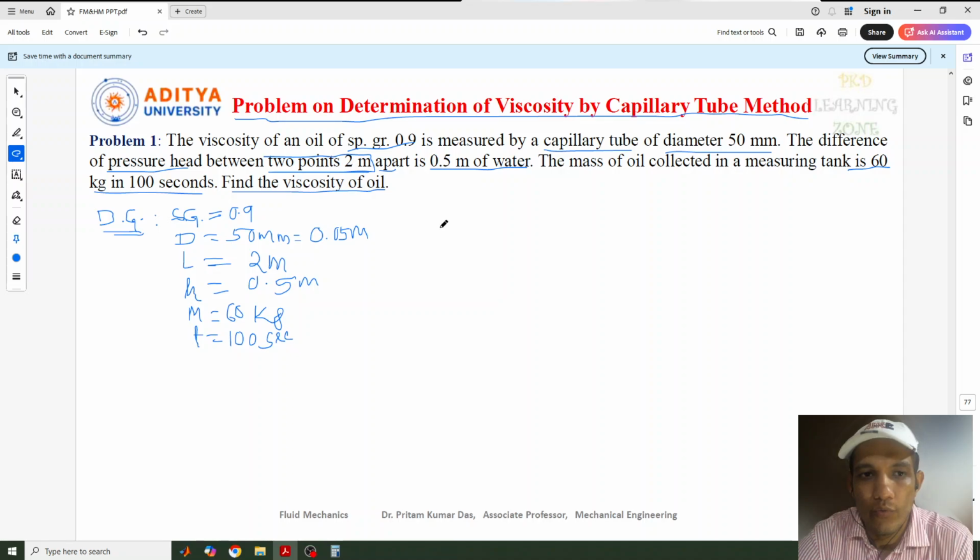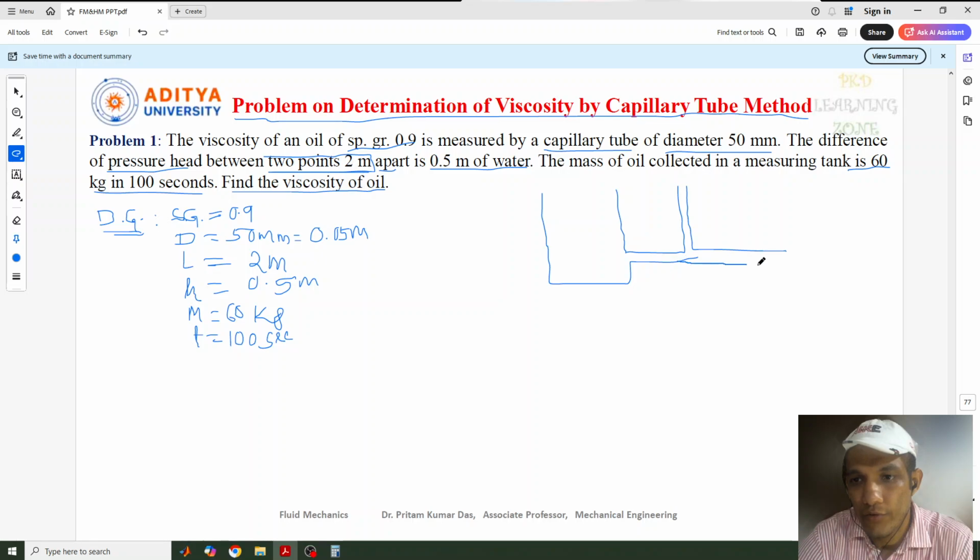Before solving it, let me show you the concept. There will be a tank, and in this tank the oil or fluid is present. From this tank the oil flows into a tube, where we have a capillary tube. Here there is a pressure head, and the height of the fluid in the tube gives us the pressure at this point. This height is 0.5 meter.